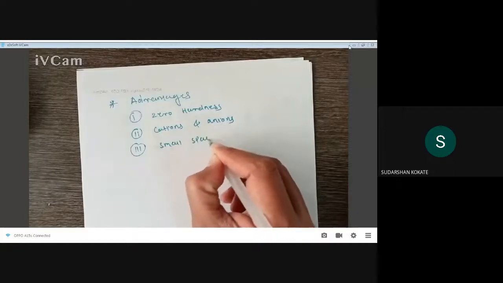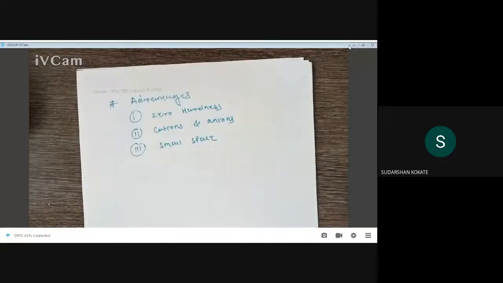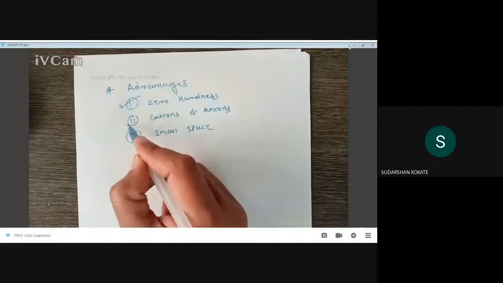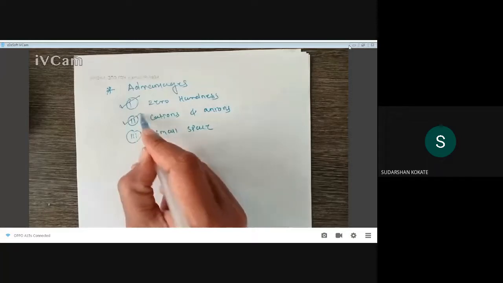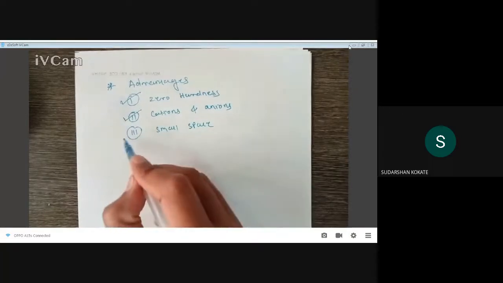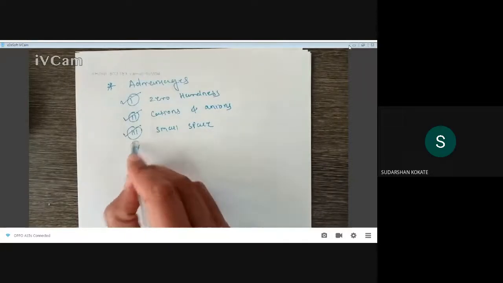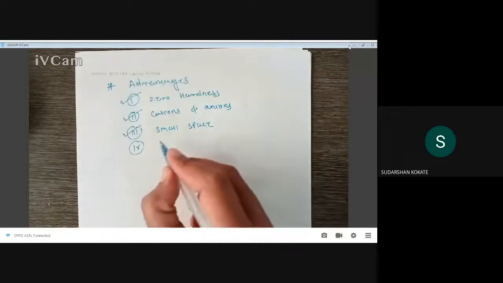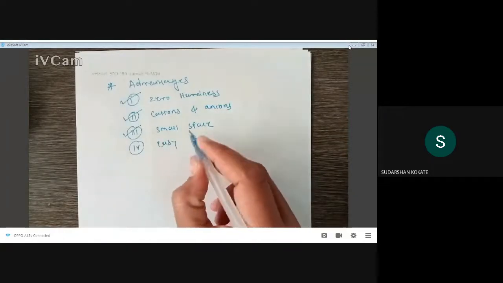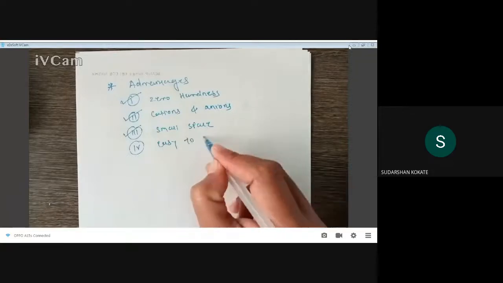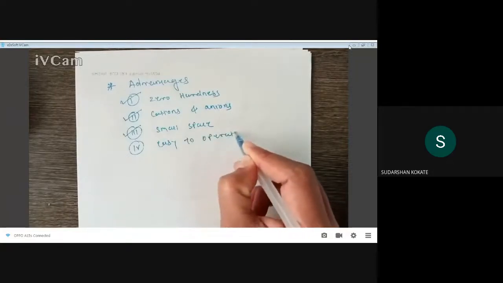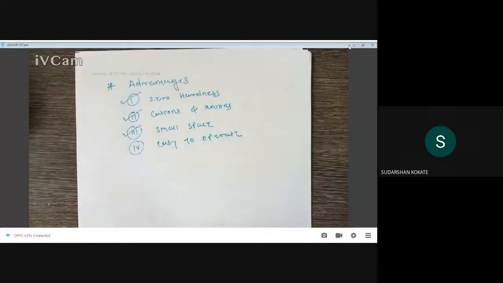So these are the advantages of the ion exchange method, right? The water obtained has zero hardness. The water is free from all types of impurity, that is, cations as well as anions. The equipment occupies very small space, right? And one more advantage, it is a very easy process. This ion exchange method is very easy to operate, right? So these are the advantages of the ion exchange method. Okay.